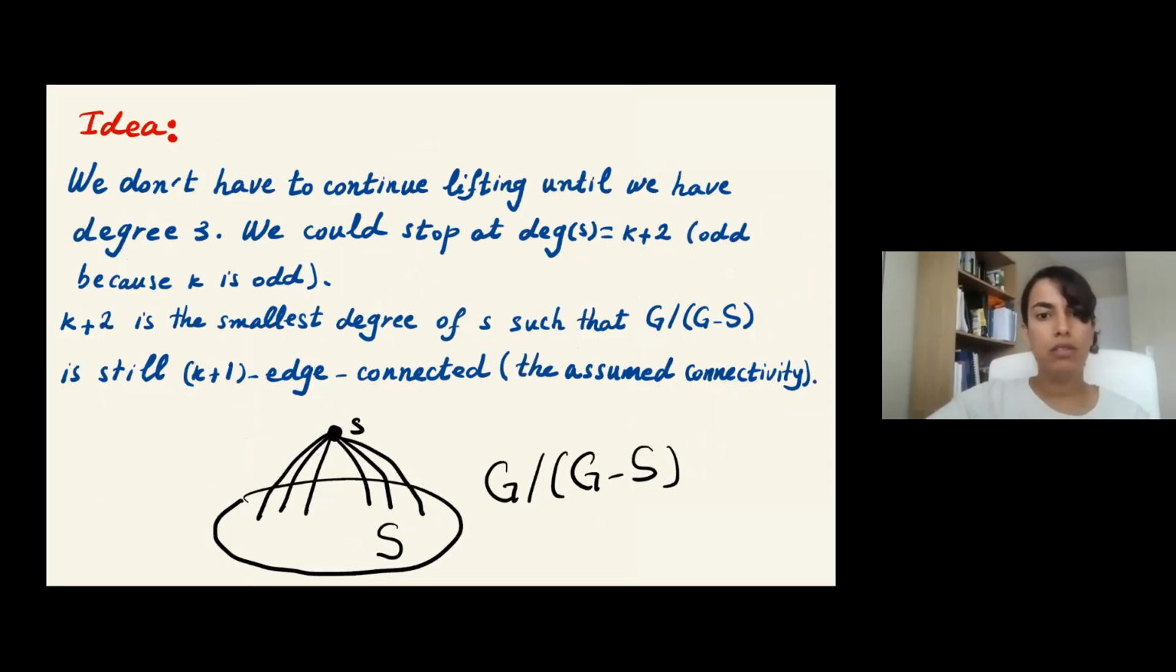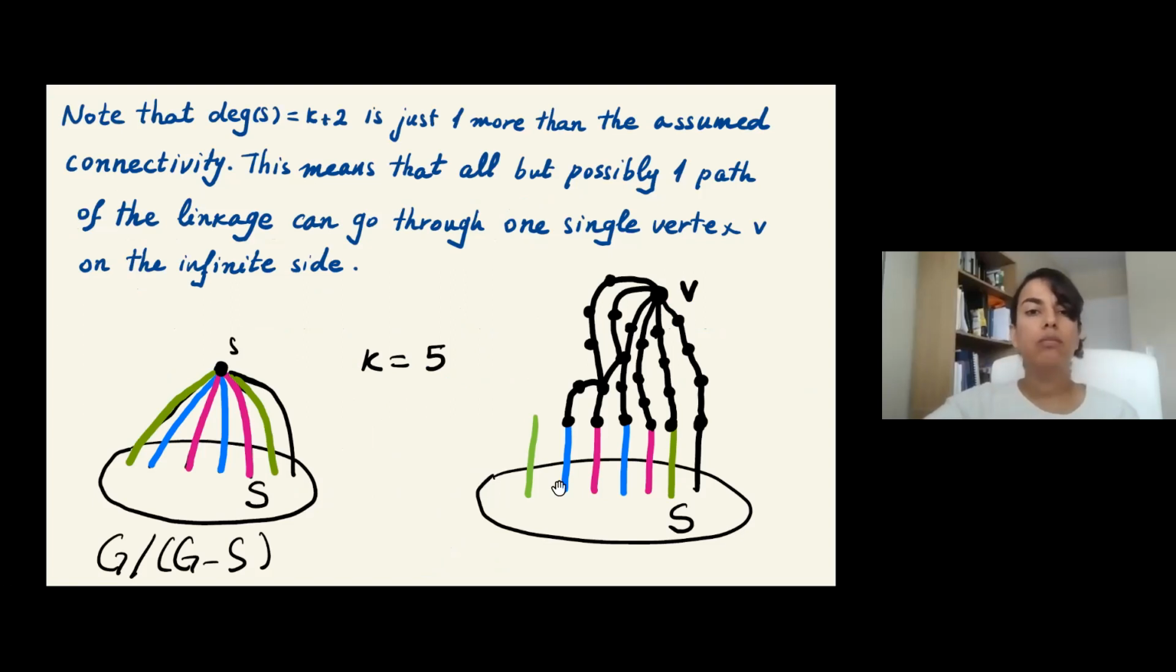Maybe one shouldn't continue lifting until 3. Maybe one should stop at k+2, which is odd, and is the smallest degree of S that keeps this graph k+1 edge connected. Maybe one then should try to find a linkage here and try to extend it on the other side, but it doesn't seem to work. It seems to be just one step away from a good thing.